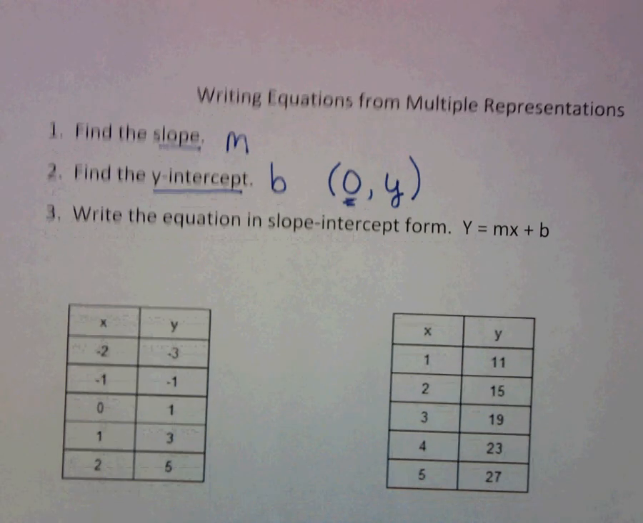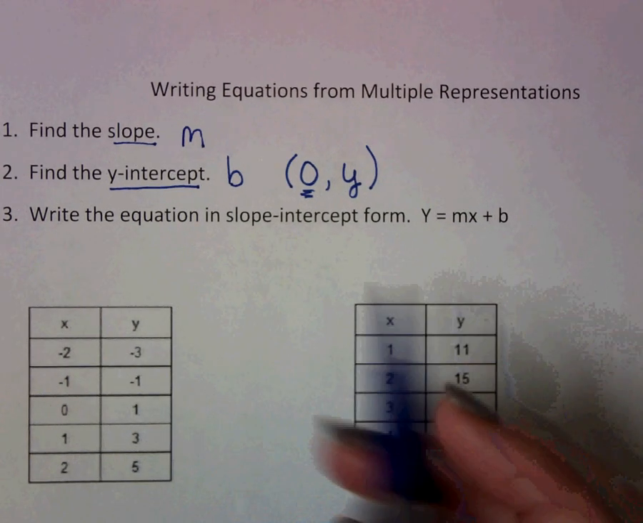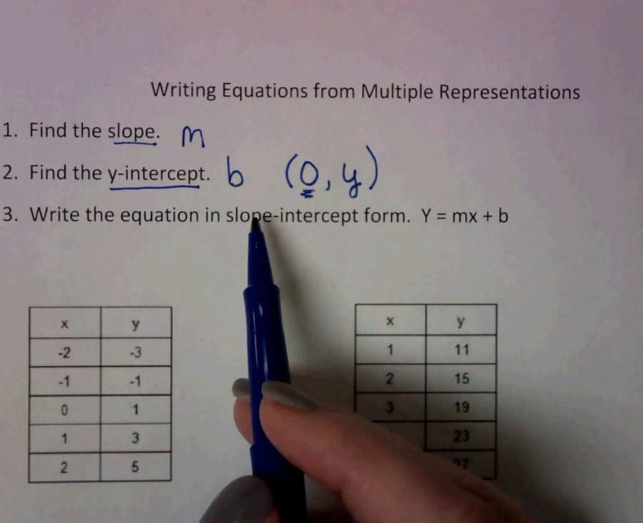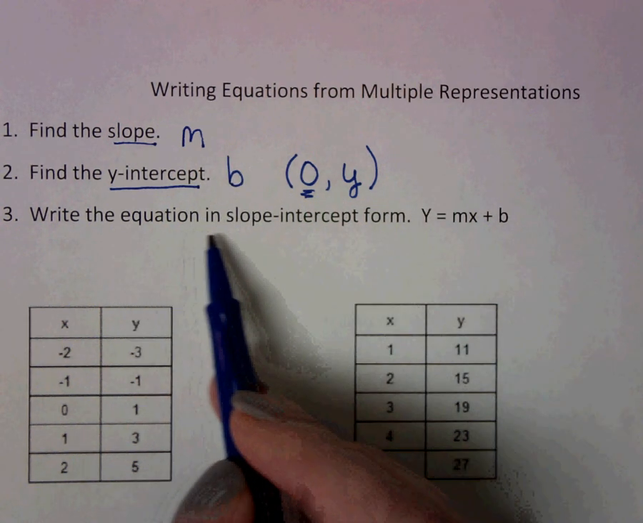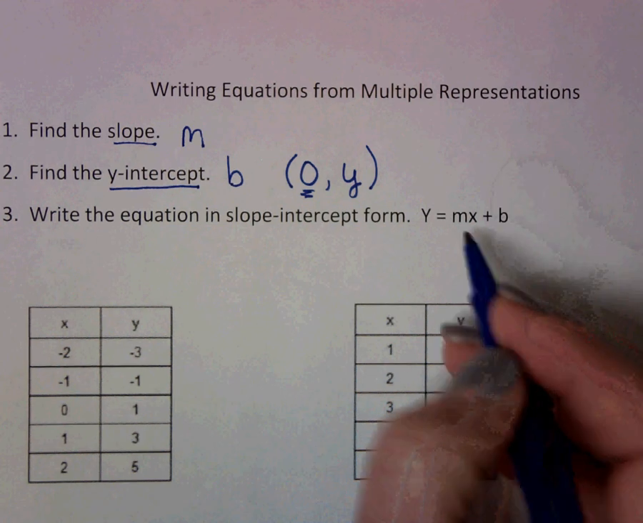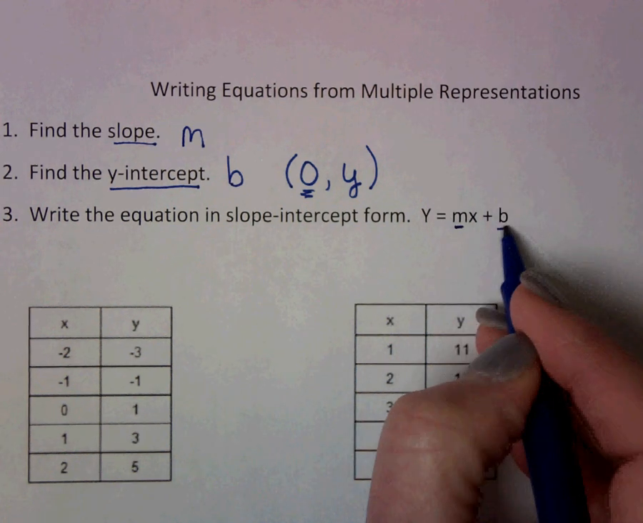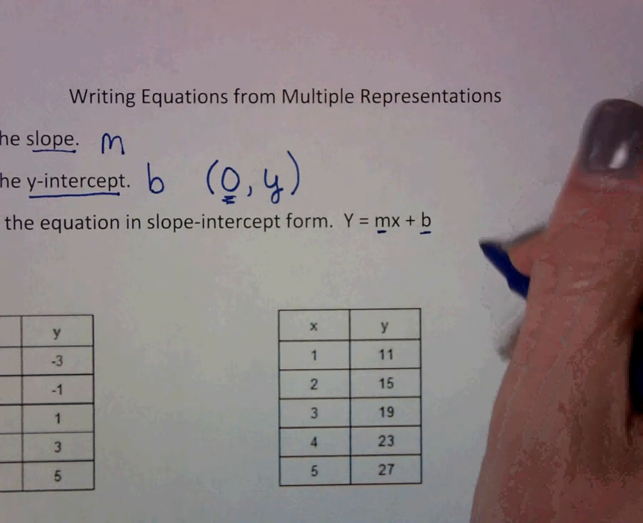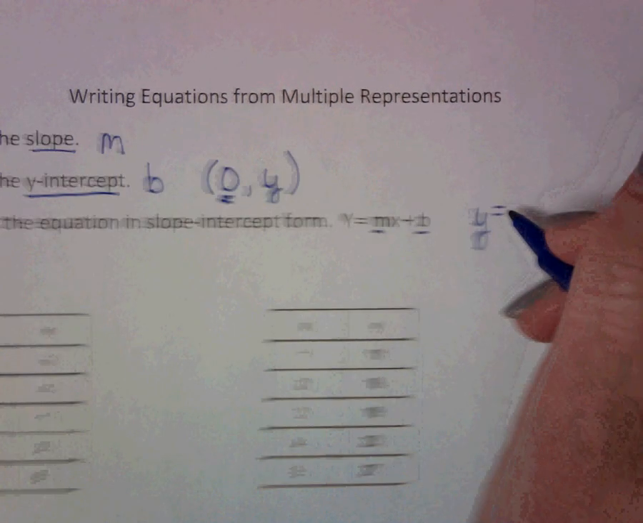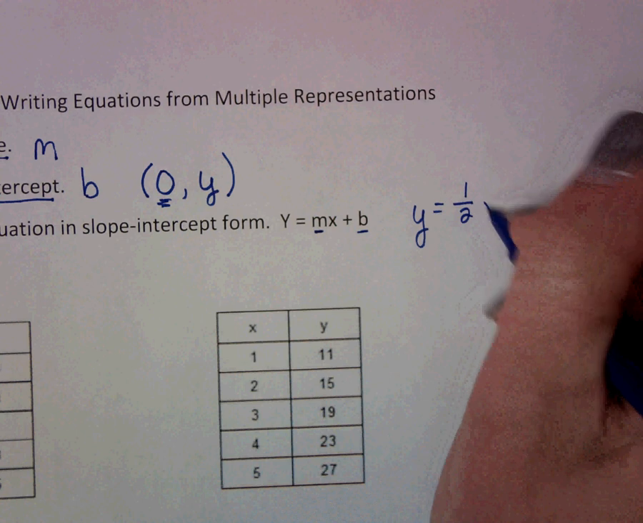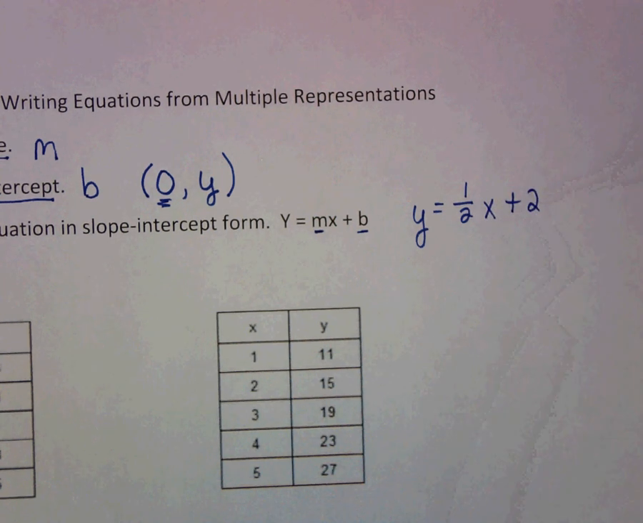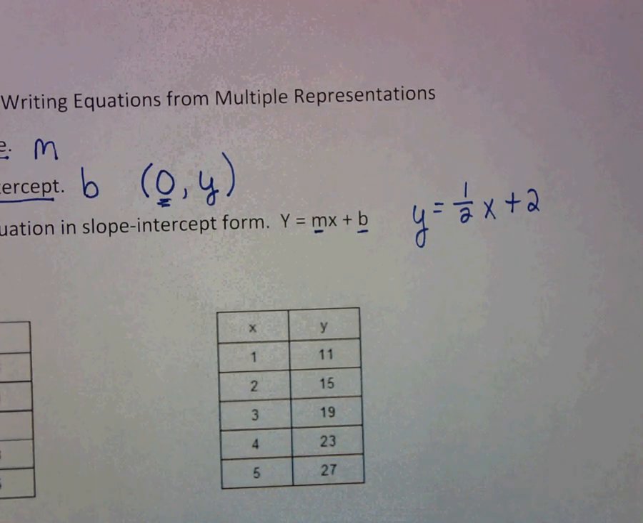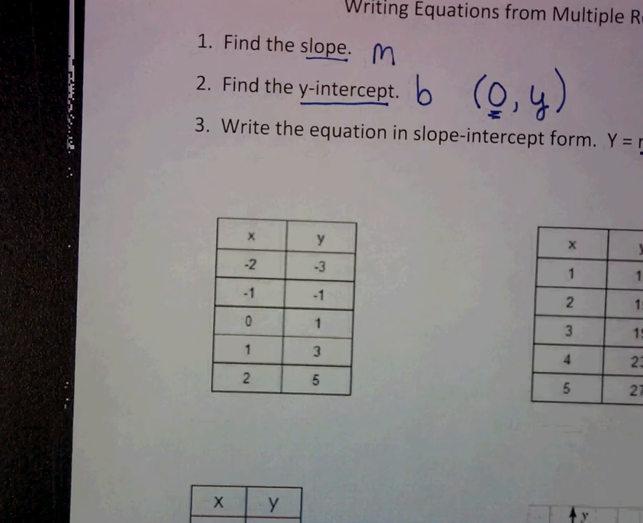And so then when we have our slope and we have our y-intercept, then we're ready to write our equation in slope-intercept form. And all we have to do is fill in the slope and fill in the y-intercept. An example is our equation could end up looking like y equals 1/2 x plus 2. Something like that. Okay? So let's look at our table.